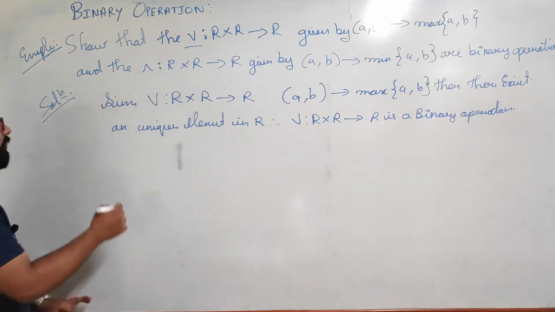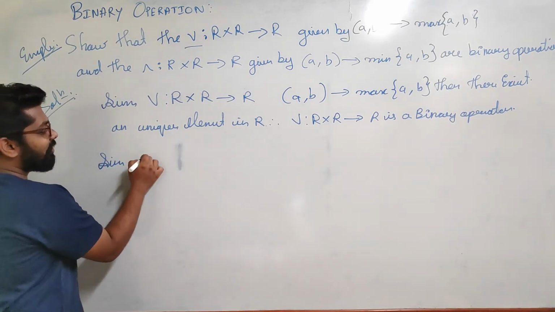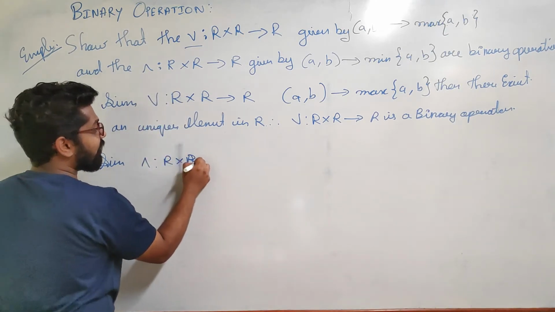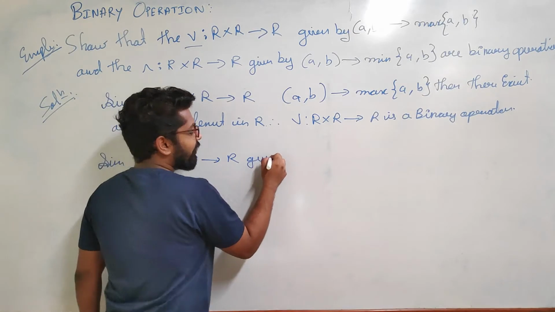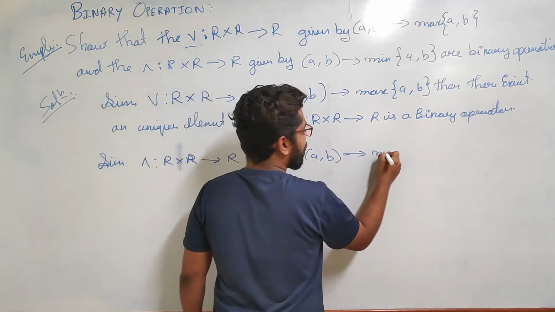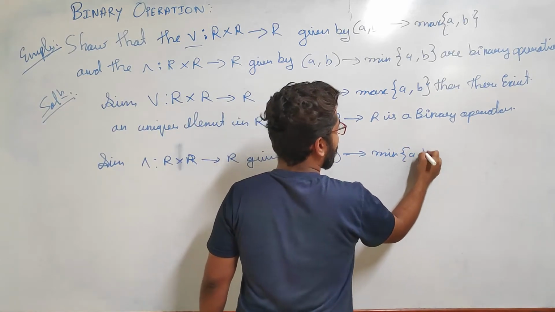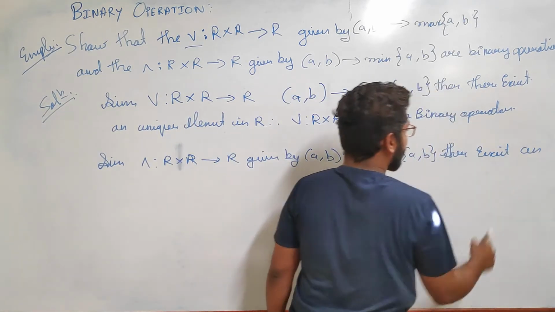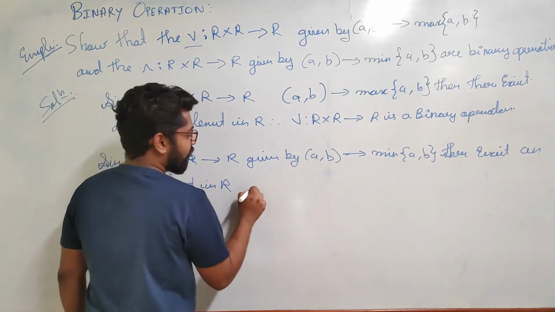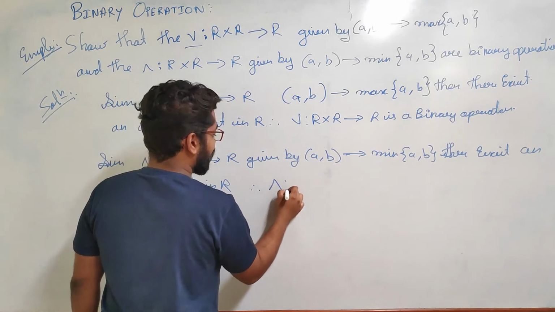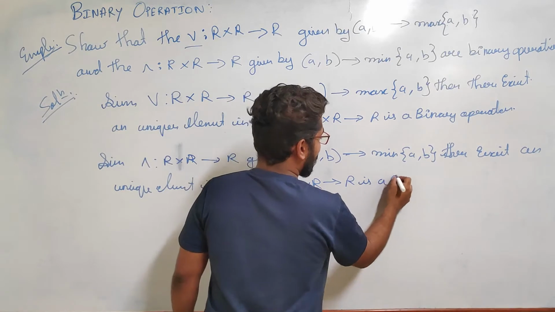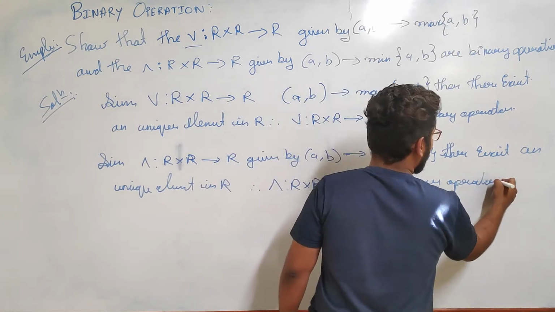Second one, since it is the same, you are just going to replace the values. So minimum of R cross R is mapping from R, given by a comma b is minimum of a comma b. There exists a unique element in R. Therefore inverted V being R cross R to R is a binary operation.